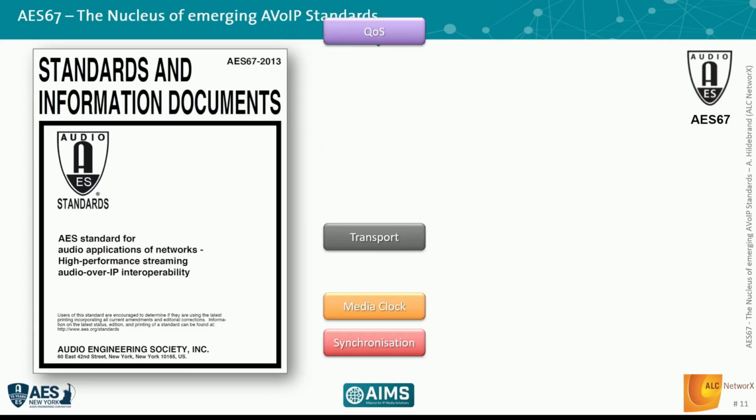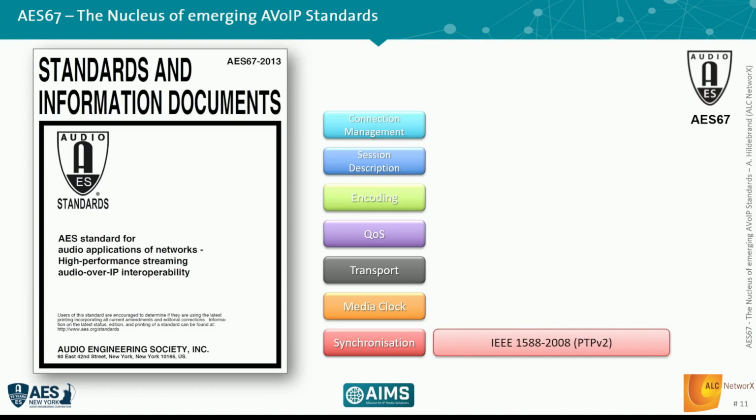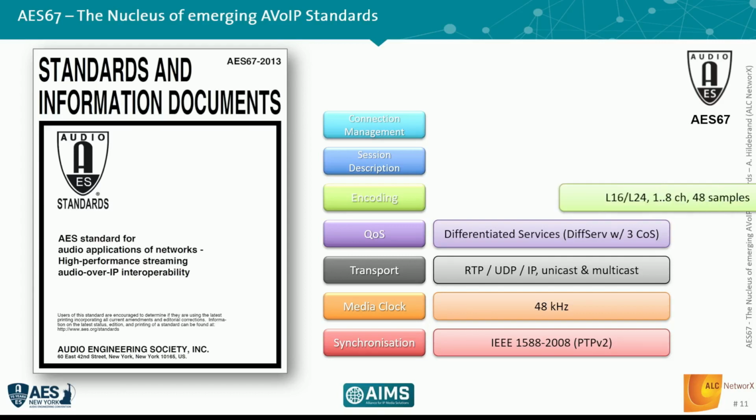As I just explained, we had a number of ingredients in AES67. For example, synchronization was based on PTP version 2, which is still a living standard. Media clock requirements: you need to support 48 kilohertz. Transport is based on the real-time protocol running on IP. Quality of service, as you have learned from Claudio in the presentation before, is a vital part of the game to prioritize your audio against all the other network traffic.